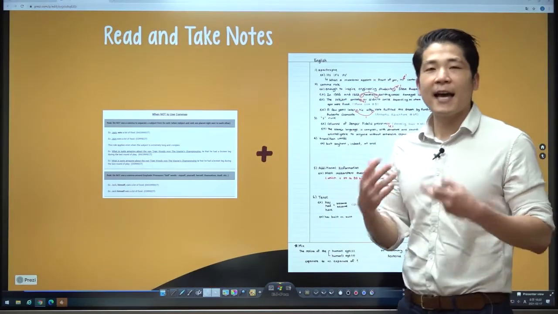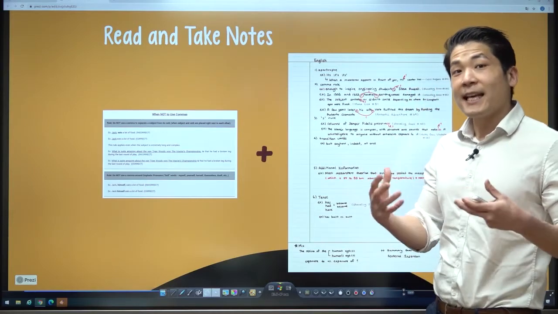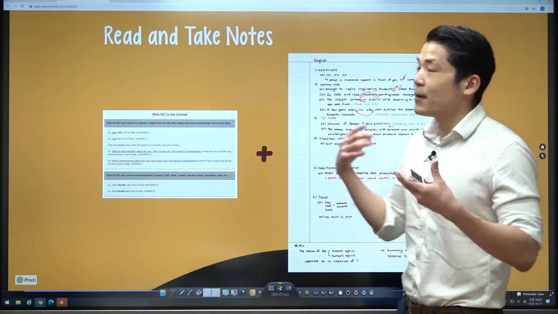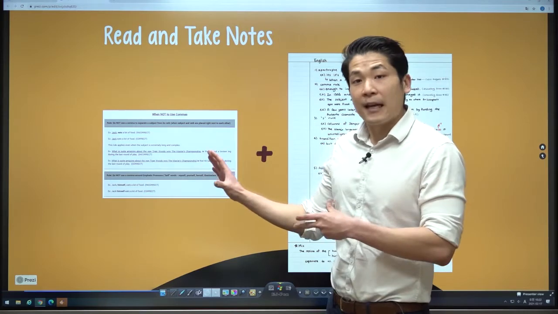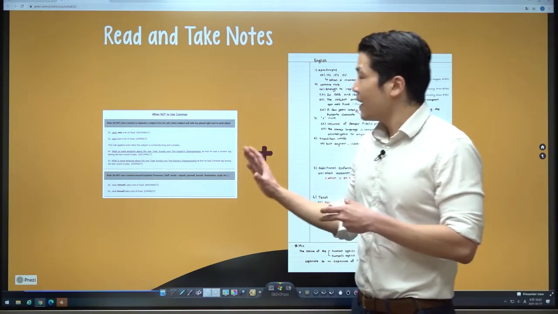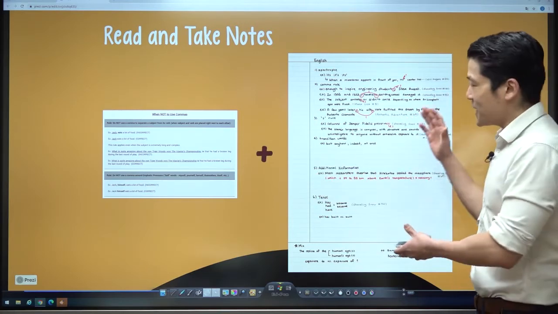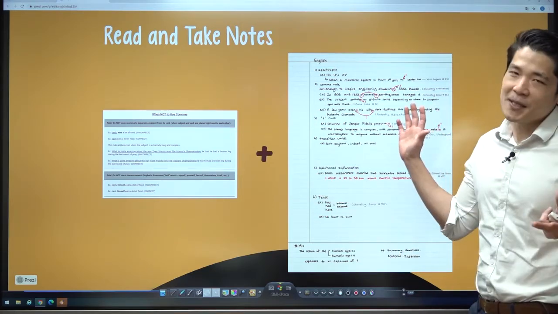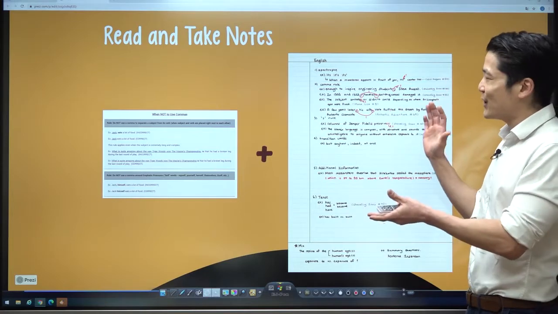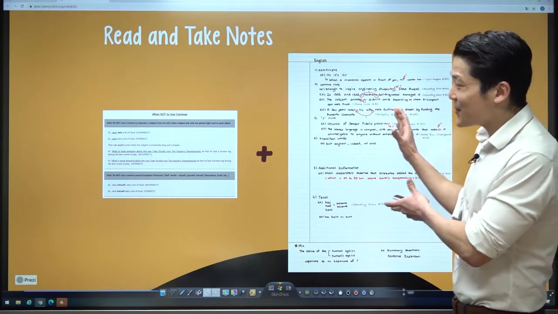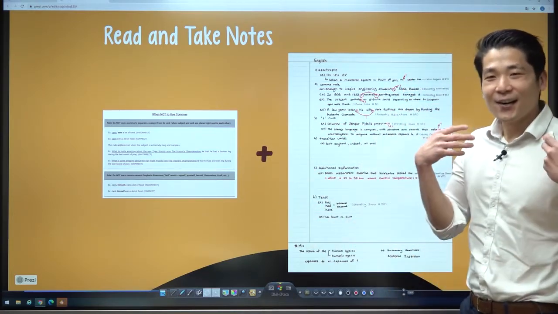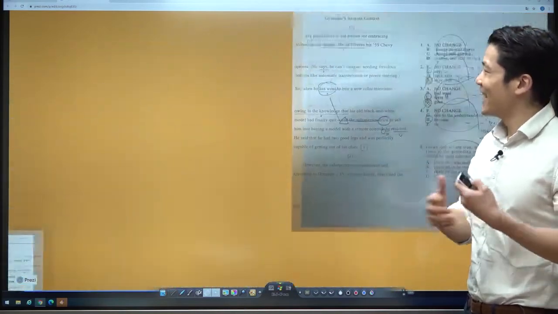So in terms of how the reading and note-taking will look, you'll be reading from the textbook that I wrote and designed just for this test. Also, you'll be taking some notes based on the reading. This is an example of how one of my wonderful students took notes for her homework assignments.